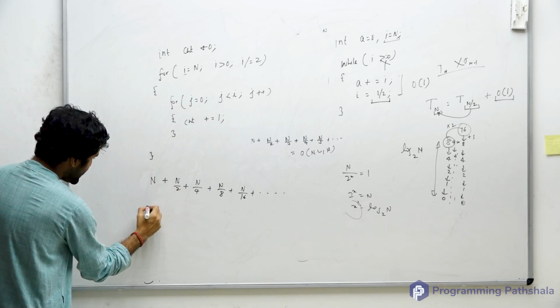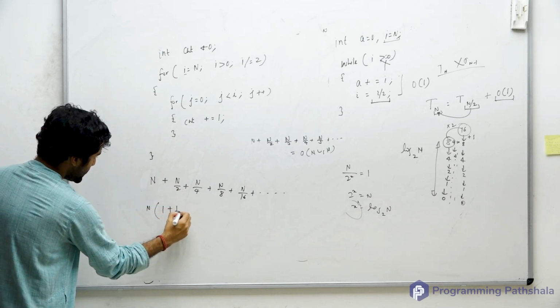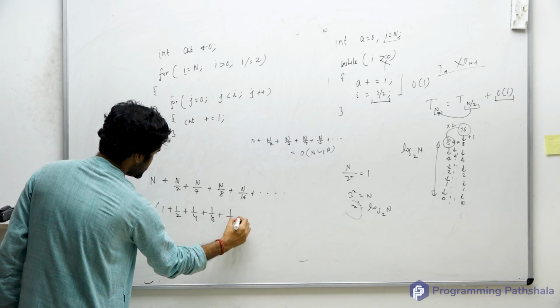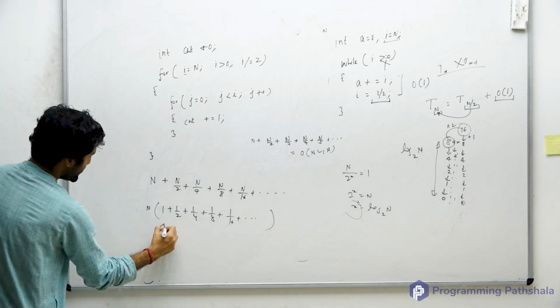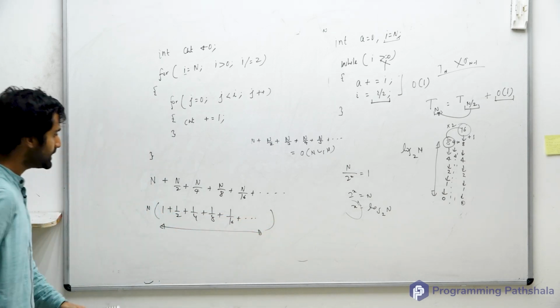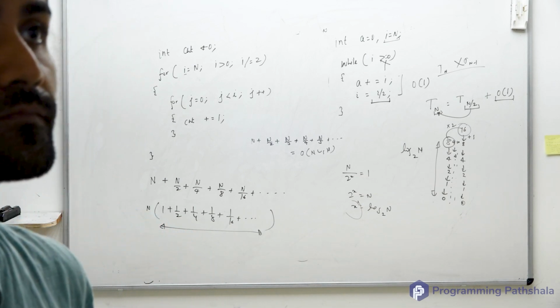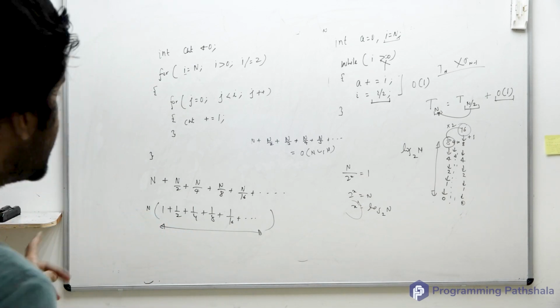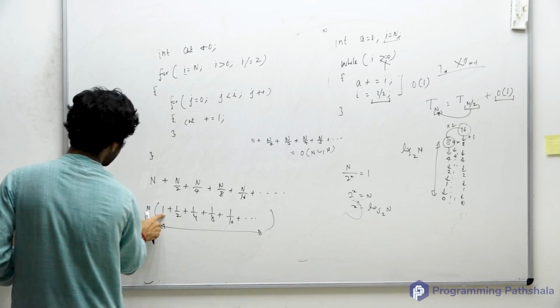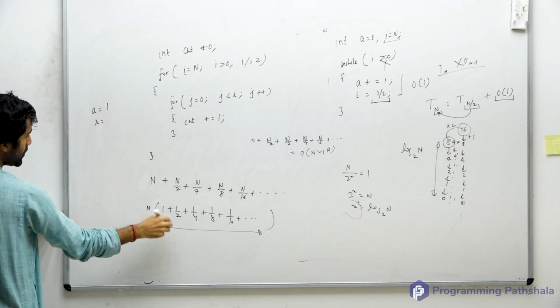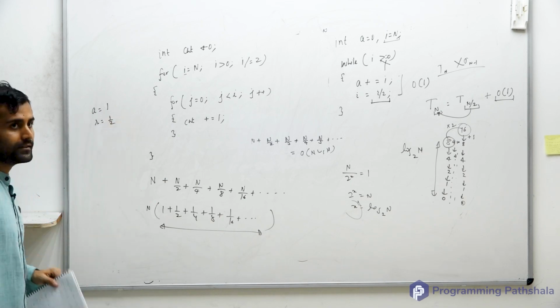So let's take n common out, and inside you will get a series like this, right? Now what is your opinion about this series? Have you seen this before? Is this a geometric progression? GP, right? So this is a GP whose first term is 1, and the common ratio is half, right?